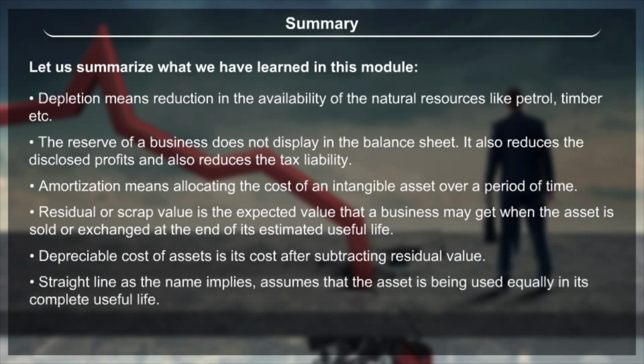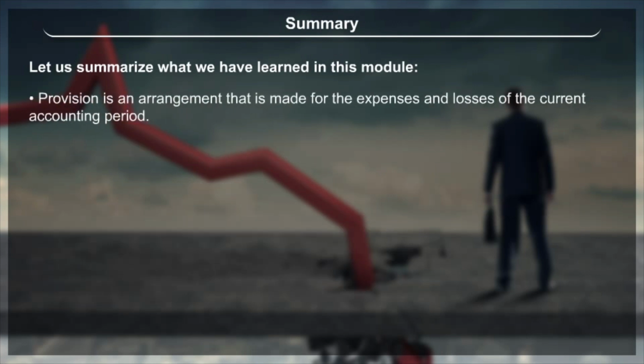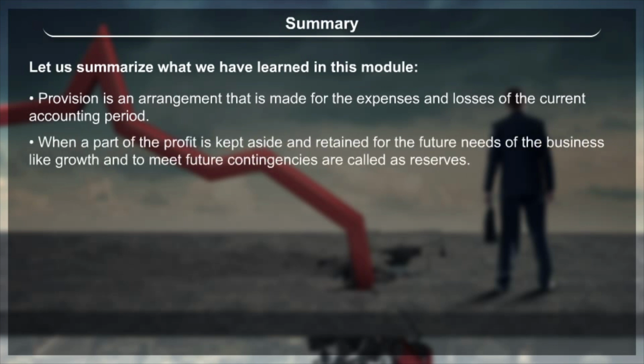Provision is an arrangement that is made for the expenses or losses of the current accounting period. When a part of the profit is kept aside and retained for the future needs of the business, like growth and to meet future contingencies, it is called a reserve. When the purpose of the reserve is not specified, then it is called a general reserve. Revenue reserves are generated from the profits of business due to normal operations of the business and can be used for distribution of dividends.